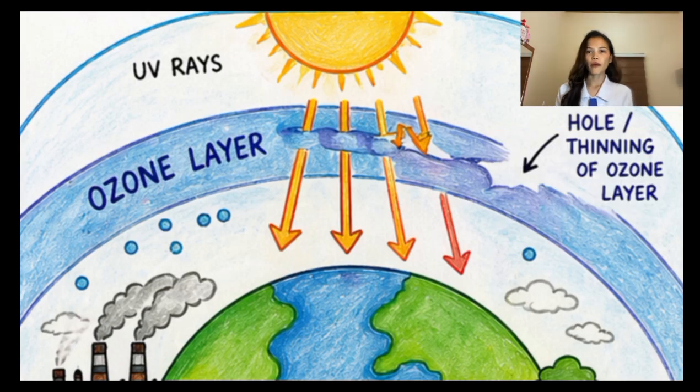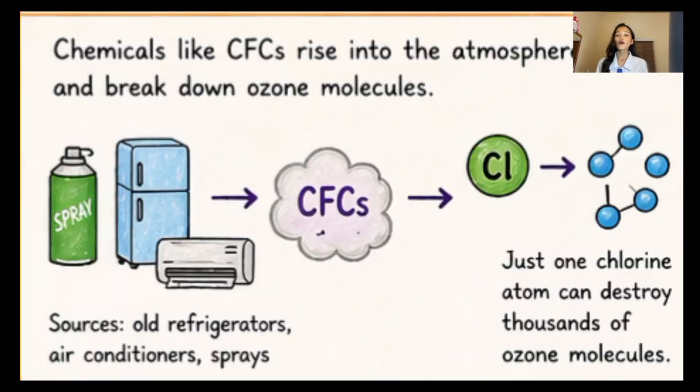Pero, naay problema. This layer is getting thinner. Tinuod. It's getting thinner and thinner and thinner. This is what we call ozone layer depletion. So, how does it happen?